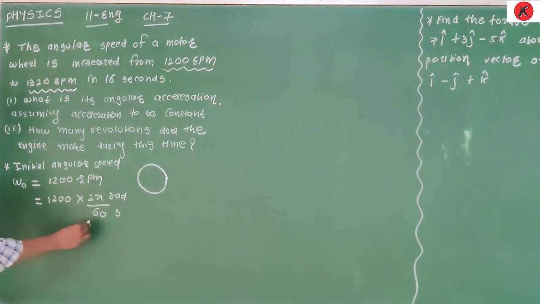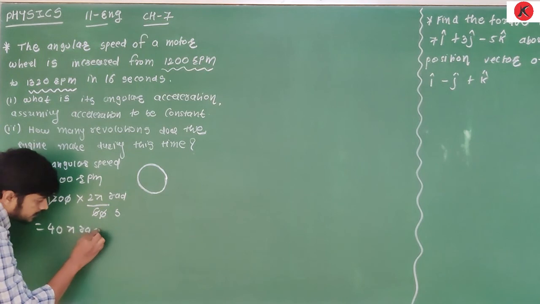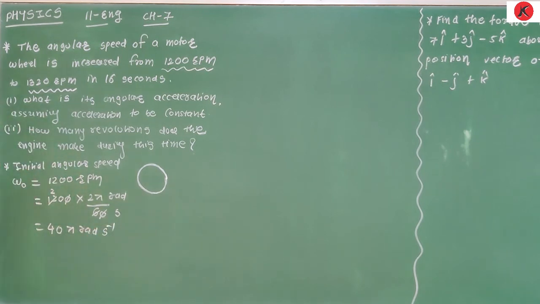So here, 1200 into 2 divided by 60, so 20 into 2 pi, it is 40 pi radian per second. So it is the initial angular speed.